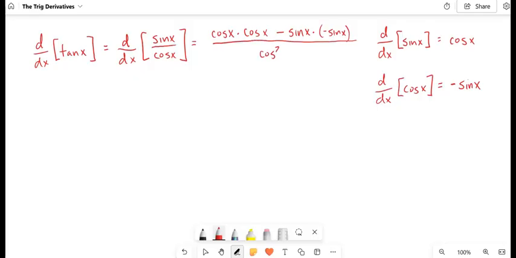So that would be cosine squared. Okay, cosine times cosine, that is cosine squared. Negative sine times another negative sine, that's actually plus sine squared. All right, and then they're all over cosine squared.